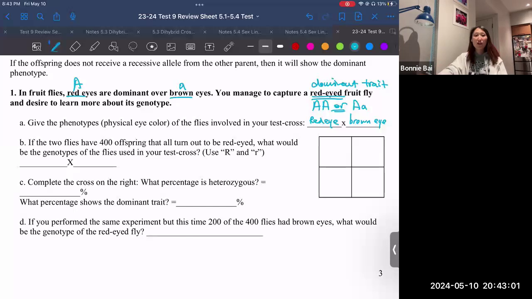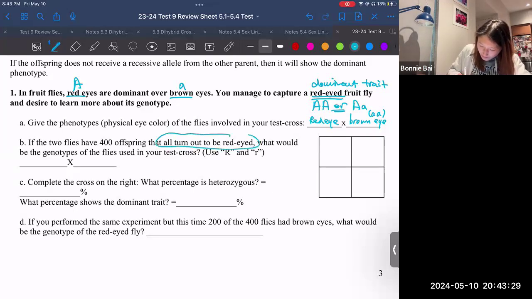Okay, because brown eye is the recessive trait, right? The recessive trait is only made possible by homozygous recessive genotype. This is the genotype, that's the phenotype. All right. So we know the brown eye is little a. But I'm not going to look at the little a. I see the brown eye. Take the brown eye fly and pair it with the red eye fly. Okay. So then it says, if the two flies have 400 offspring that all turn out to be red eye, circle, underline, highlight, whatever you need to do.